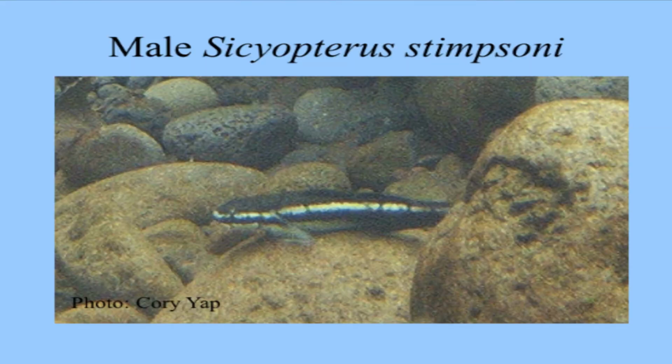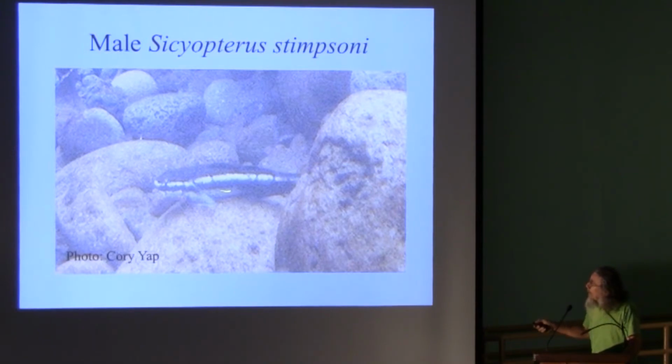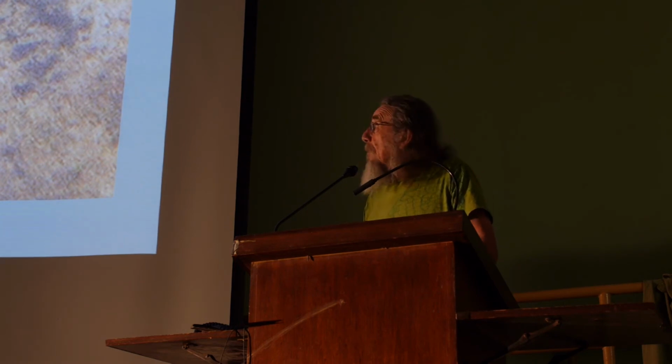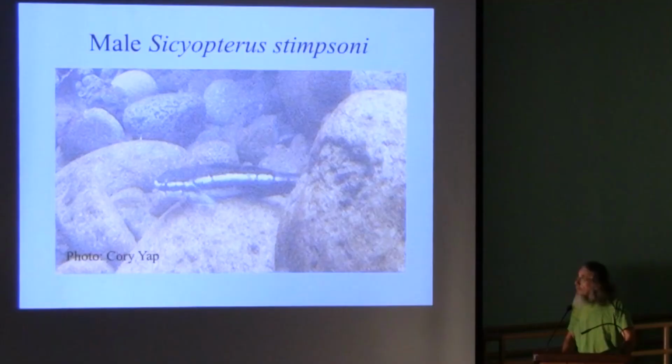This is a very blurry picture. It's a low-res picture, but you can see the males, especially when they're displaying, have this white stripe, and in water that's fairly murky, this is quite reflective, so it really stands out. So the males are making themselves very, very visible. I'll talk about sex in a little bit.